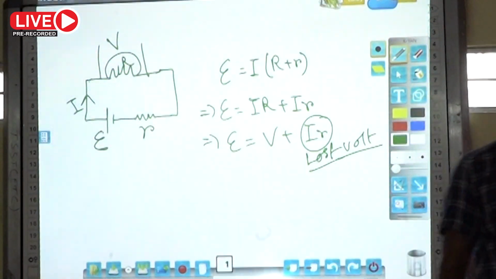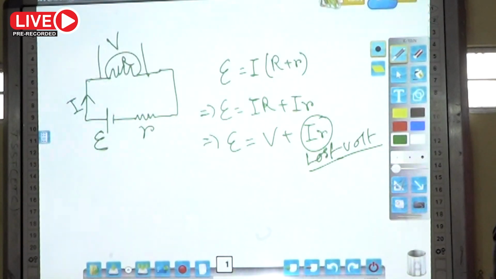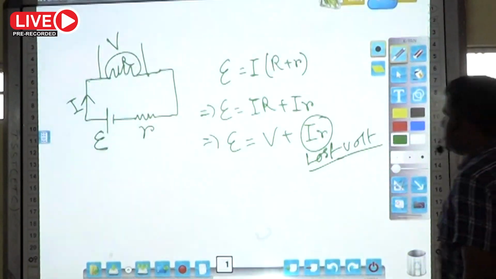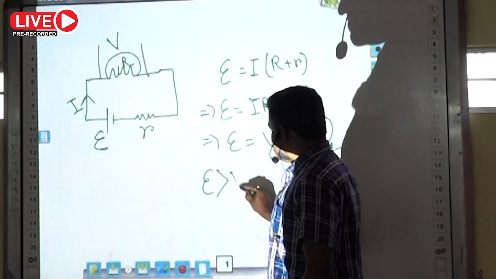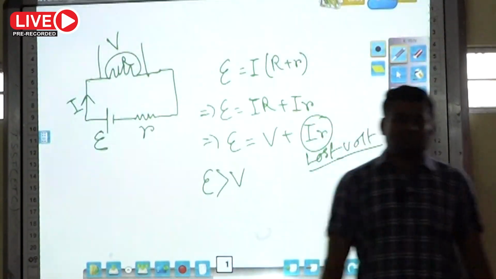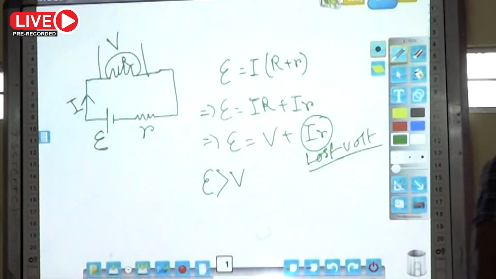Now which one is greater, EMF or potential difference? EMF. But you cannot say that EMF is greater than potential difference. You have to mention the condition. See, in this particular case, EMF is greater than potential difference. There is no doubt. Let me tell you another case.